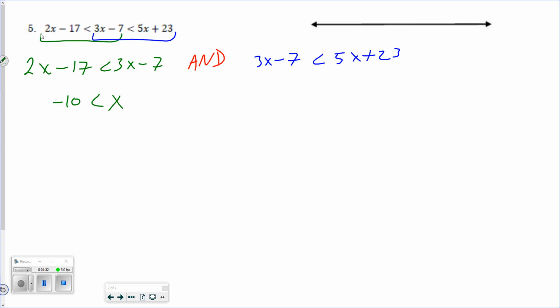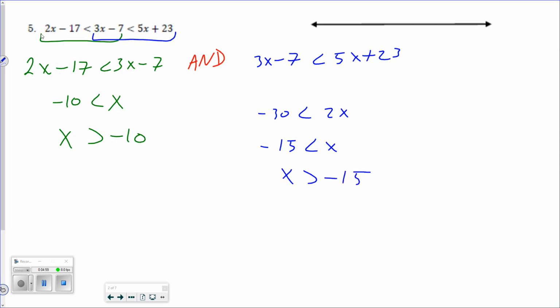And I get that x is greater than negative 10, or negative 10 is less than x, which is the same thing as x is greater than negative 10. And now I'll do the same thing for the blue part. Add like terms, subtract the 23 over to get negative 30. Subtract the 3x over to get 2x. And I get negative 15 is less than x, or x is greater than negative 15, same thing.